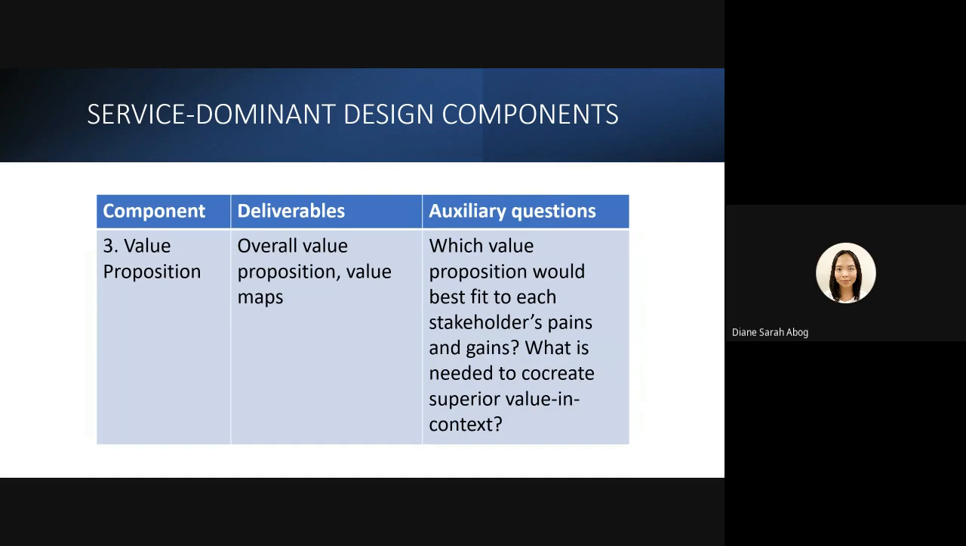So the third component is value proposition. This is used to define how to address each stakeholder's individual pains and gains, visualized using the value map of the value proposition canvas. We will have an example of this later on, and it's actually a diagram which defines the stakeholders and their pains and gains. The question here is how a company is delivering the value. The deliverables for this are the overall value proposition and the value maps.